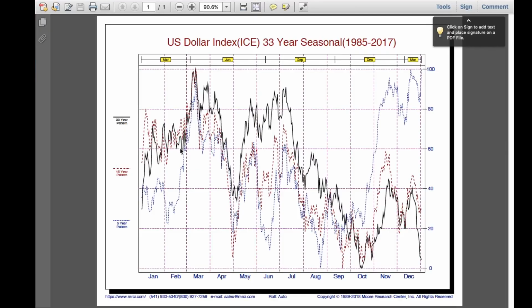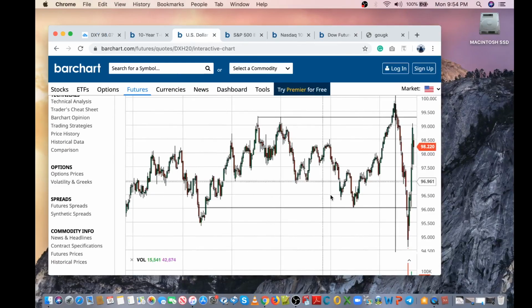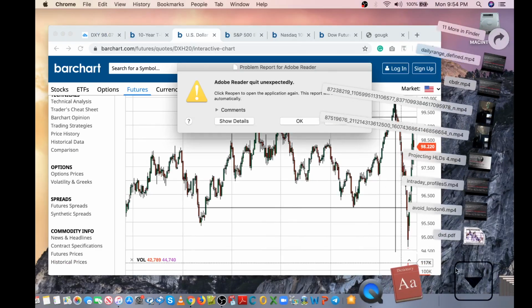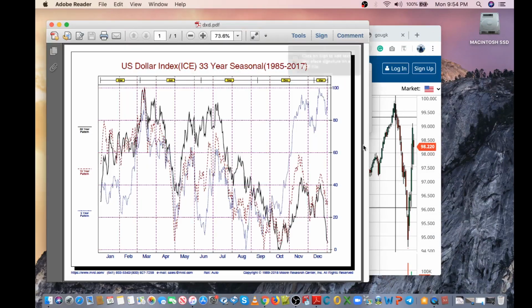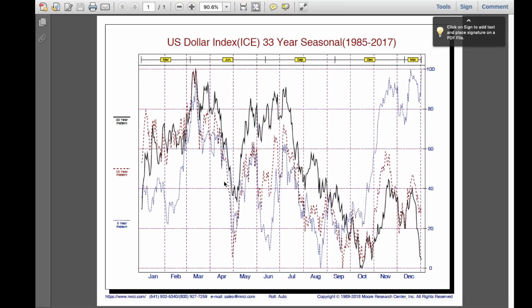Around the end of February going into March, you're going to see a massive rally on the DXY. Then around the opening of March, you're going to see a massive drop on the DXY. So this is actually a 33-year pattern of the DXY.